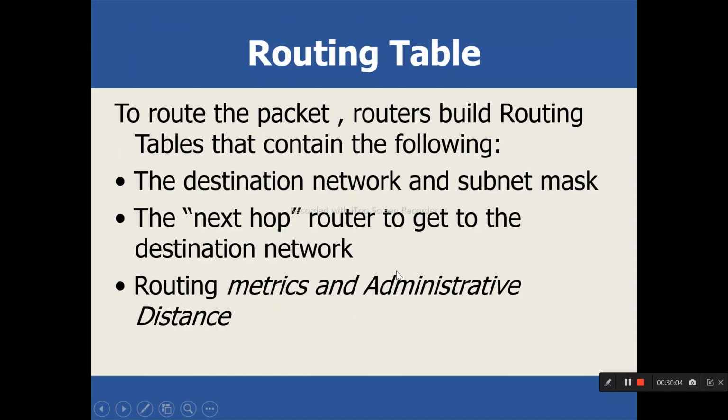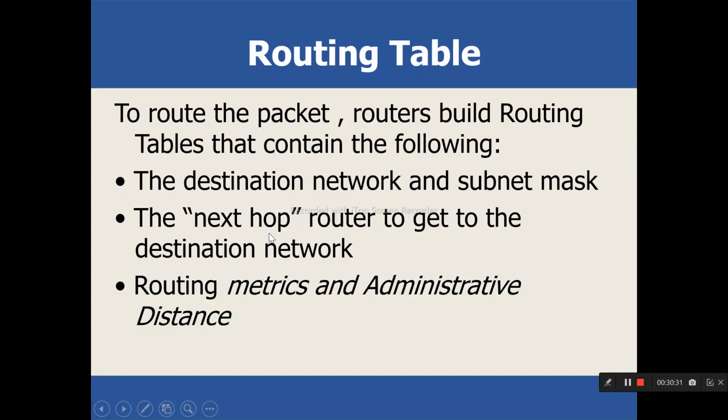So we'll see what information is available in the router: the destination network, the next hop address, and apart from that, the metric value as well as the administrative distance. These values we'll discuss while configuring the routing protocol: what the metric is, what the administrative distance is, and the next hop address, which we can also see when we configure the routing protocol.